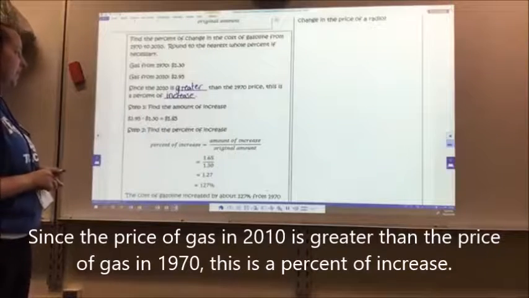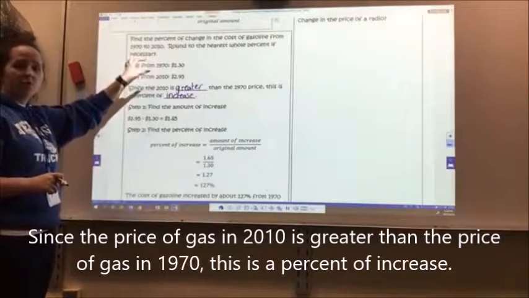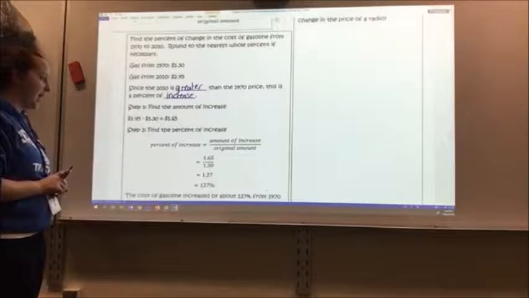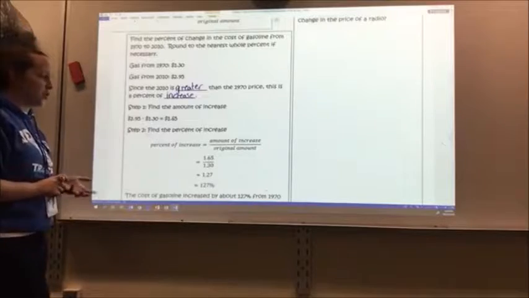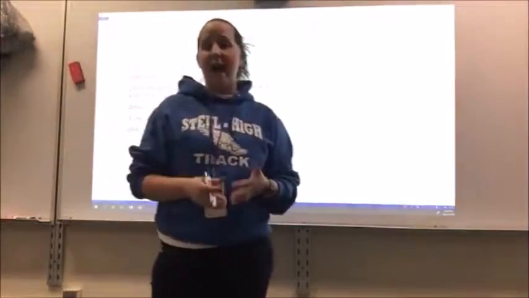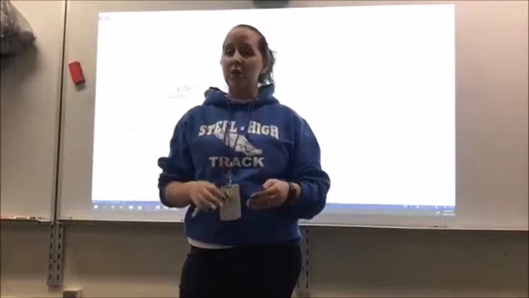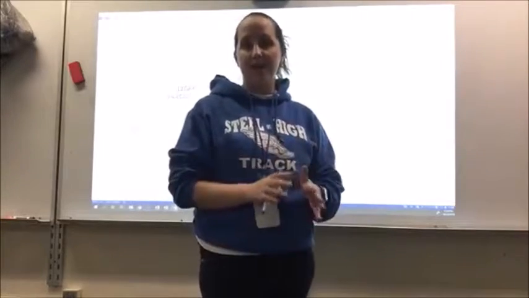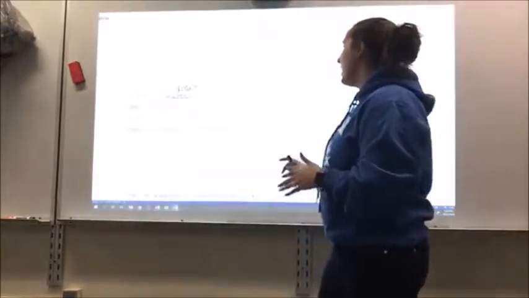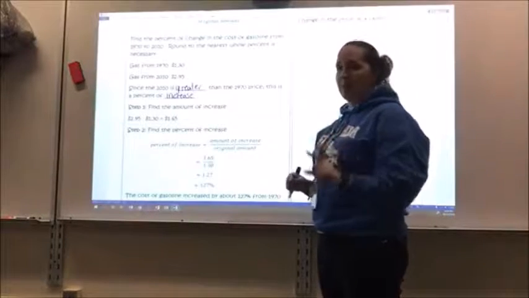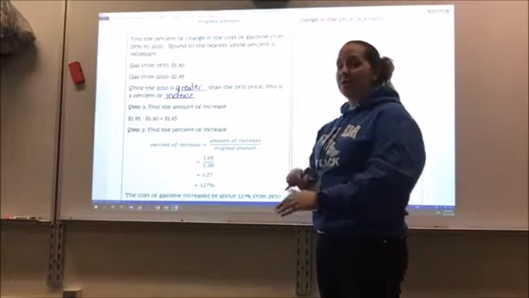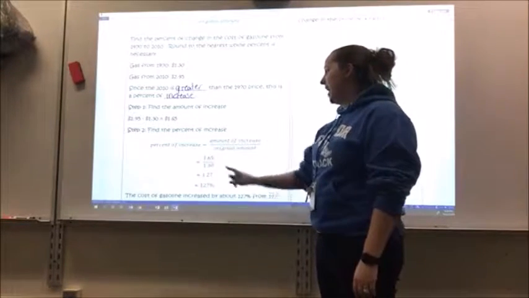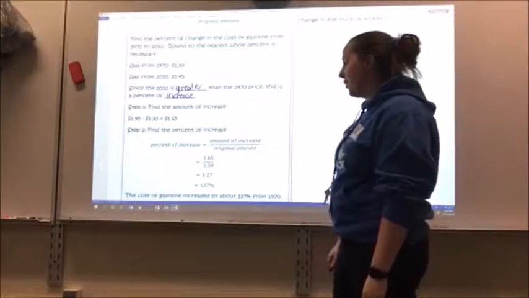Okay, so I'm finding the amount of increase. In order to do that, I subtract my two numbers. $2.95 minus $1.30 gives me $1.65. And then I put that over my original amount. My original amount is the gas price from 1970. That's the first price they gave me. It's the original price, the price that was first based off of the year. So, I take my two numbers and subtract them. That's my first step. My second step is to divide what I just found by the original amount. So, $1.65 divided by $1.30 is 1.27.